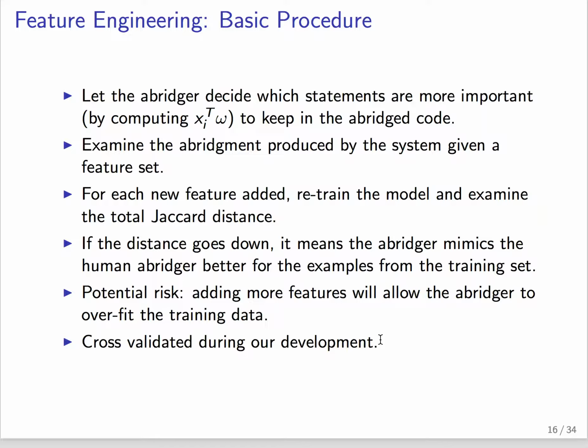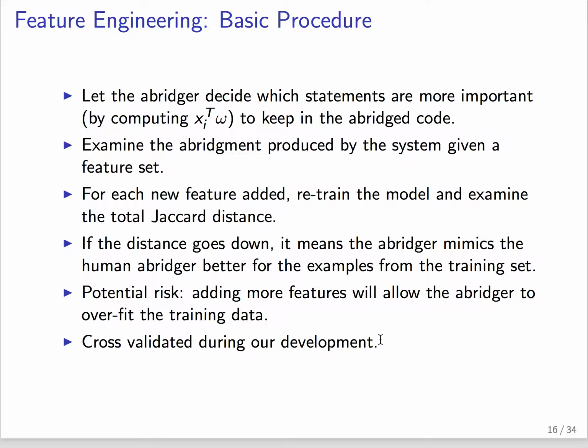And the next step, we will talk about our feature engineering. So the high-level idea is that we want the abridger to decide which statements are more important than the others based on computing the feature vector, the inner product between the feature vector and the magic weights. You know how we determine the magic weights. Now the missing part is the feature, how we choose the feature.